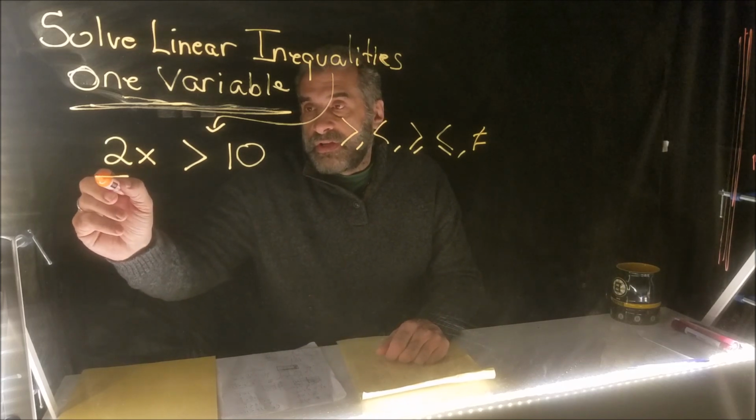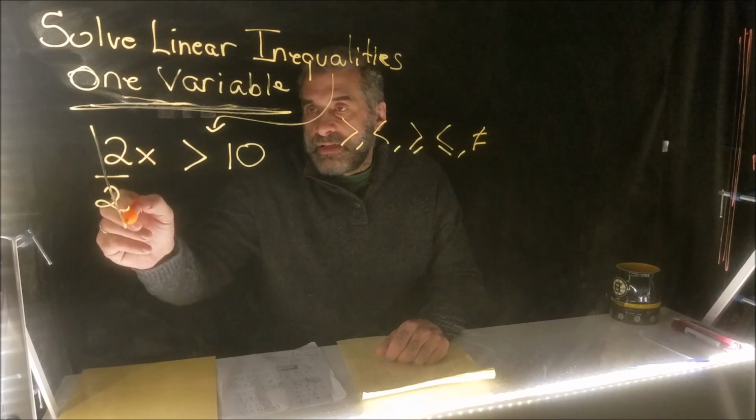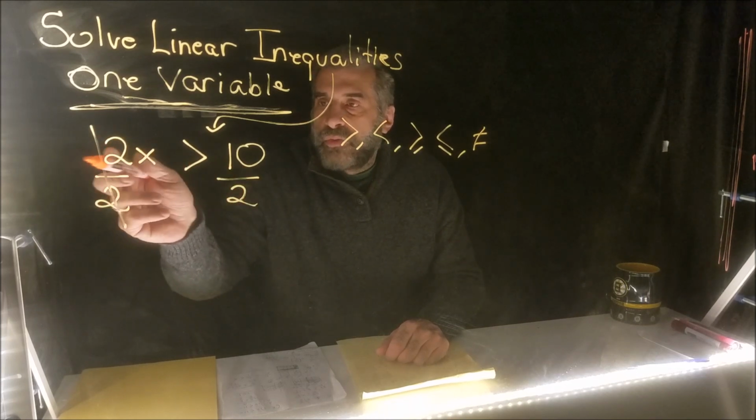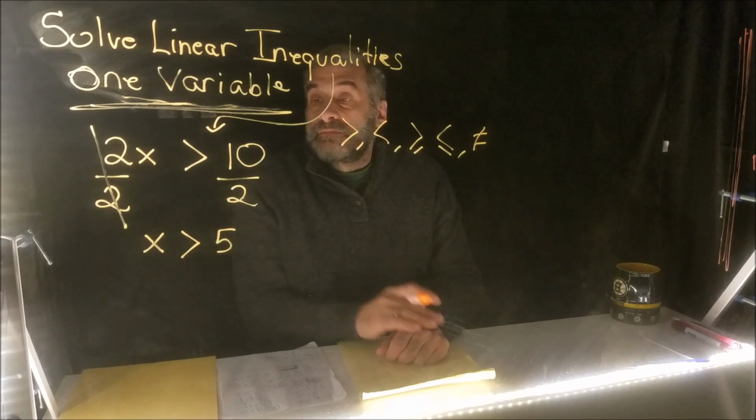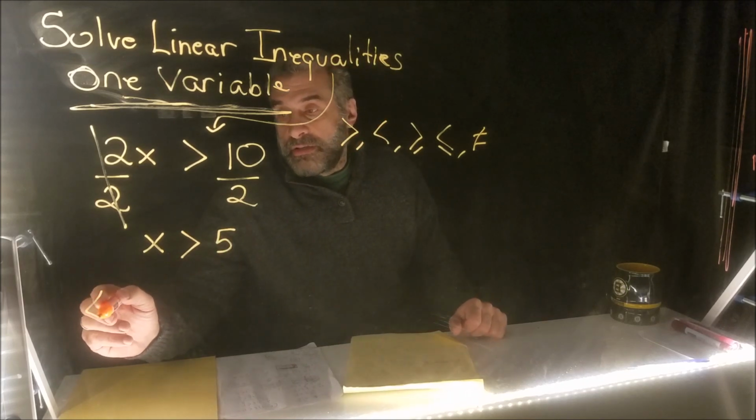We have to get rid of the 2. We have to isolate the x. And whatever we do to one side, we do to the other. And we have x is greater than 5. And we can put that on a number line.